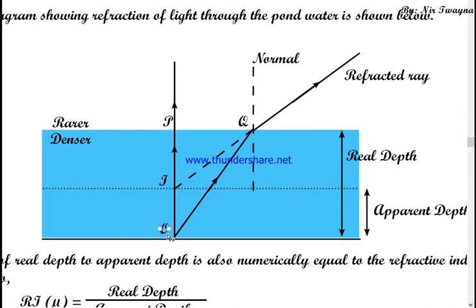It is there, but we do not see it there. The bottom of the pond is there, but we do not see it there. It is not here, at I, this partial depth. It is not there, but we see it.